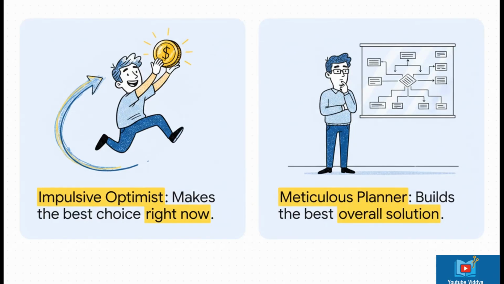You can almost think of these two strategies as two different kinds of people. On one hand, you've got the impulsive optimist. This person lives for the moment, always grabbing what seems like the best immediate win. And on the other hand, there's the meticulous planner, who carefully considers all the smaller pieces to build a guaranteed perfect solution. Well, these two personalities, they're a perfect mirror for our two algorithmic approaches today.